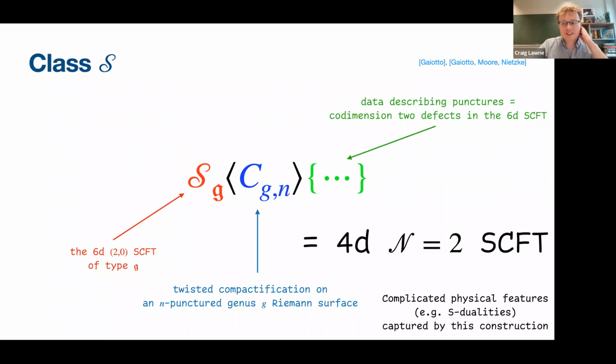If you put all of these ingredients together, you end up with a 4D N=2 SCFT. And this is a rather useful construction because complicated physical features, like S-dualities that relate strong and weak coupling, shall we say, versions of the same theory, are explicitly captured in the geometry of this Riemann surface. So in that sense, you access highly non-trivial physics just by knowing that it comes from 6 dimensions.